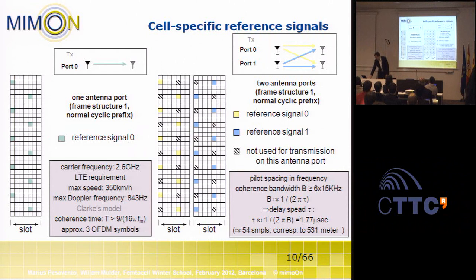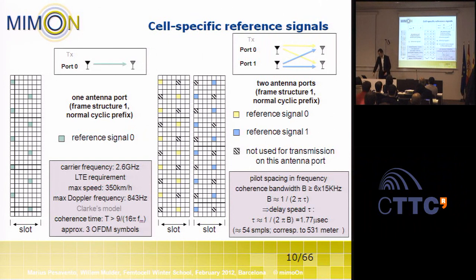Similarly, if we look at the spacing in frequency, and consider the coherence bandwidth, the bandwidth over which the channel is approximately constant, then we see that this supports delay spreads of the channel of up to 1.7 microseconds. So these are reasonable numbers.